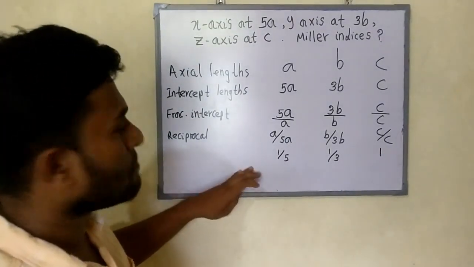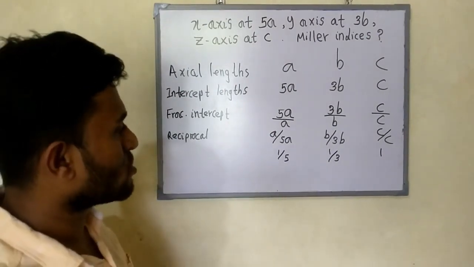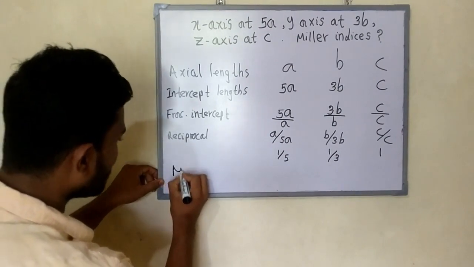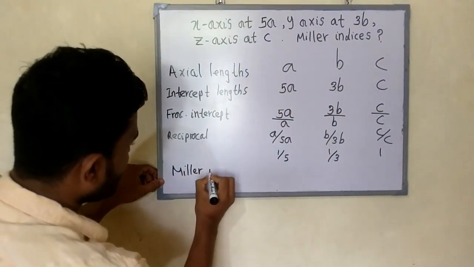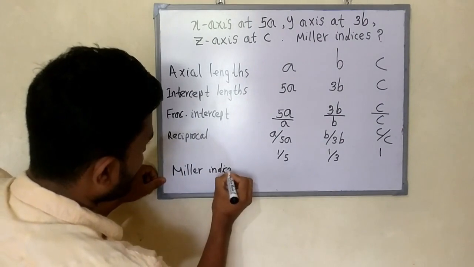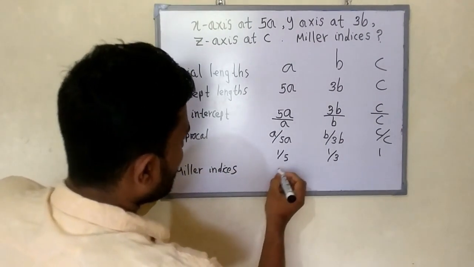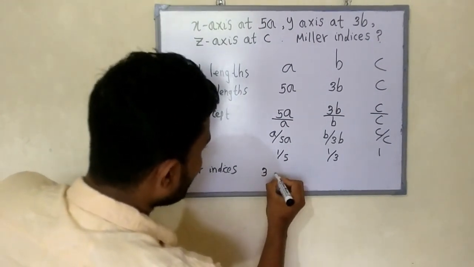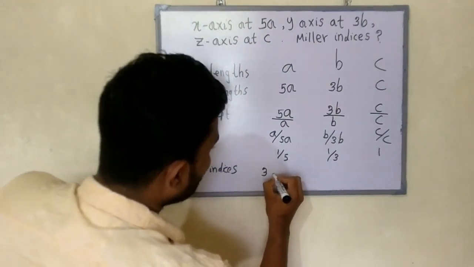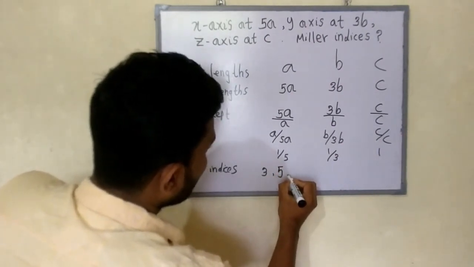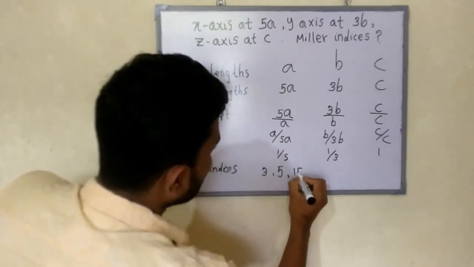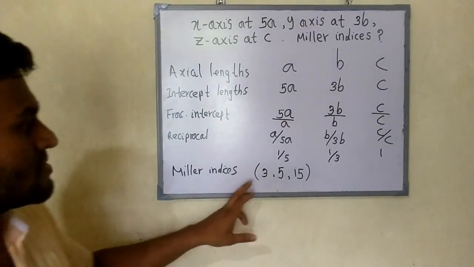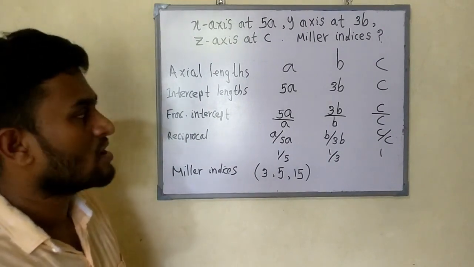From the reciprocal you can directly get the Miller indices. Now we can simplify this answer to get the Miller indices, like 15 divided by 5 is 3, then this is 5, and then this is 15. So these are your Miller indices: 3, 5 and 15.